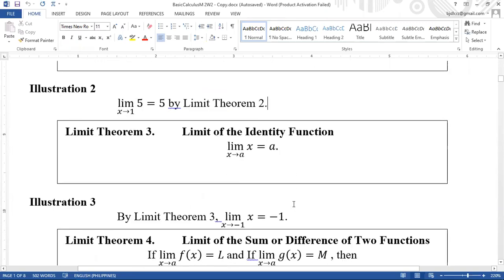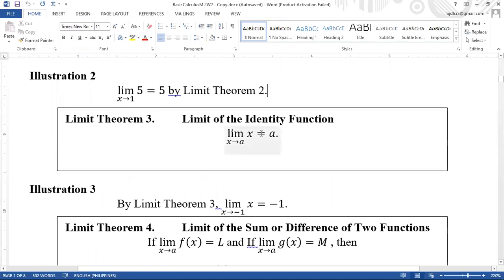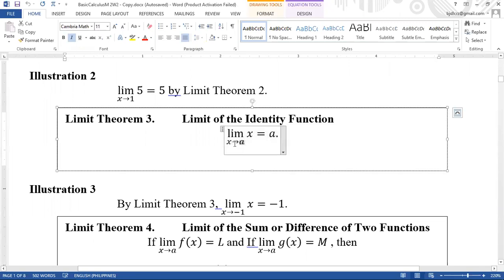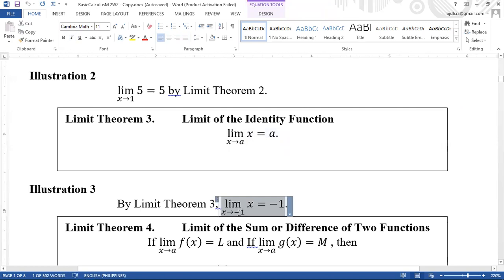So here, the limit of the identity function. The limit of x as x approaches a is equal to a. Why? Because we substitute the value of x into our function x. So that's why our limit becomes a. For example, the limit of x as x approaches negative 1. So that's why the answer is negative 1.